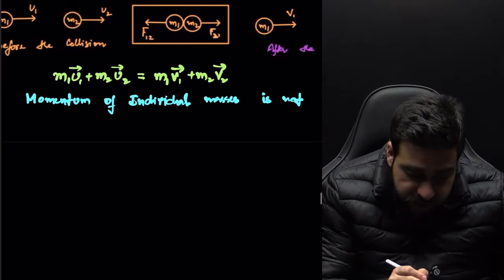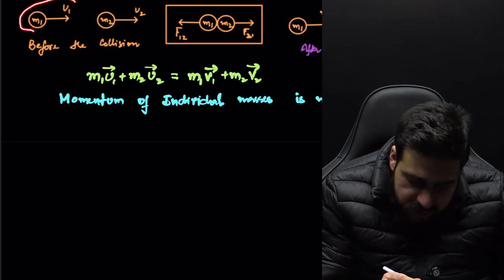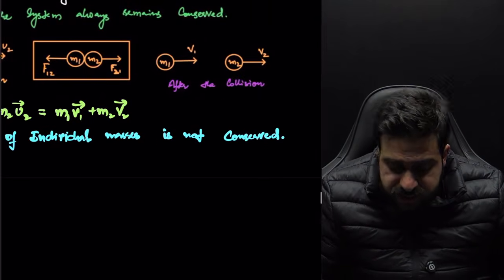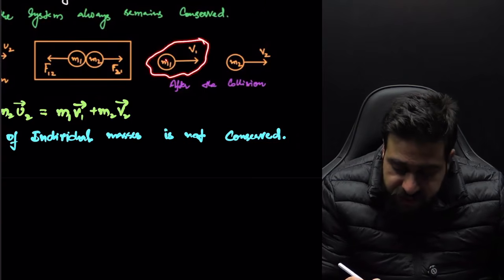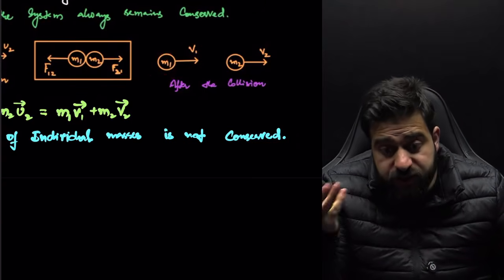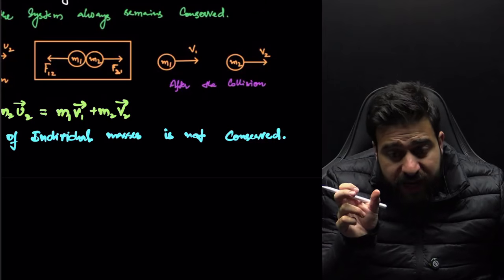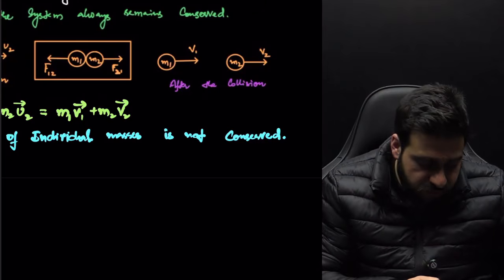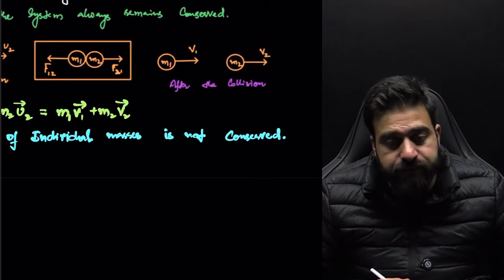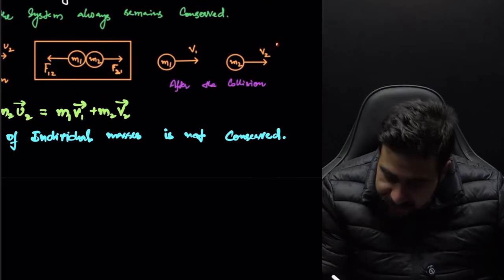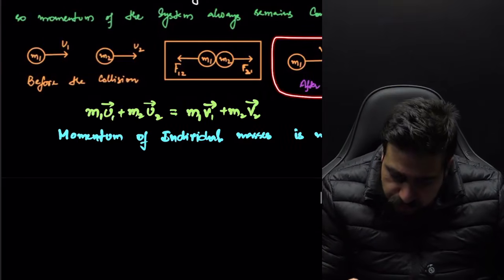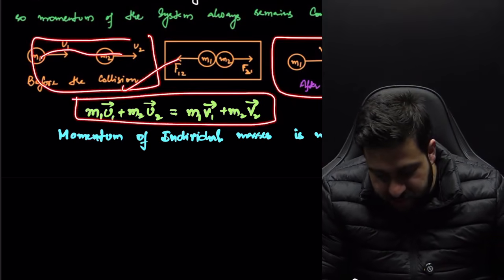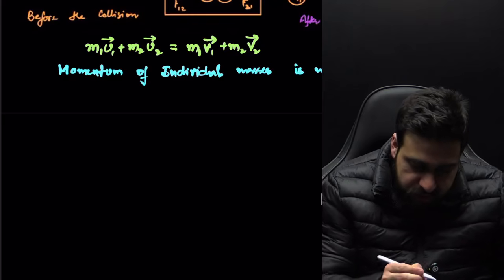What I'm trying to say is, what is the momentum of this individual mass over here? M1 U1 before the collision. What is the momentum of the same mass after the collision? M1 V1. Is it the same or different? Sir, it is different. For the entire system, momentum remains the same, momentum after the collision equals momentum before the collision. Individual masses do not conserve the momentum over here.